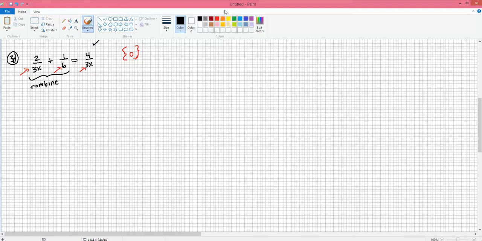And in order to combine, we need a common denominator. So we'll multiply this one by 6 and this one by 3x. Now, this is probably not the lowest common denominator, but it'll do the job. And it's easy, and we're still doing the same thing we were doing before.